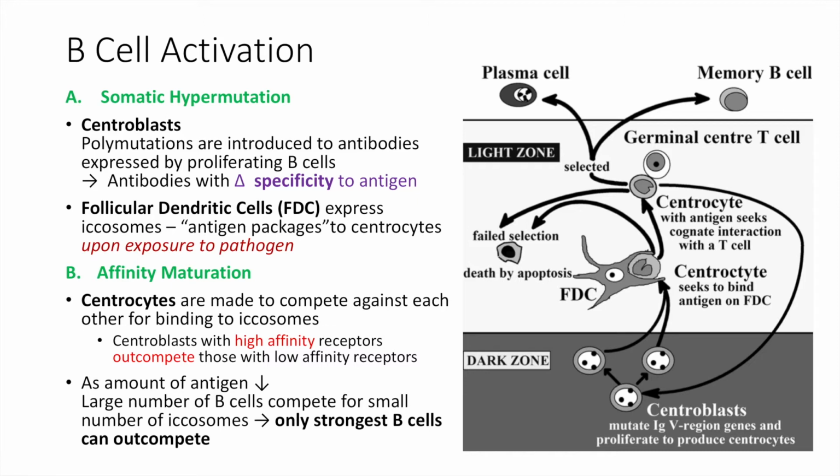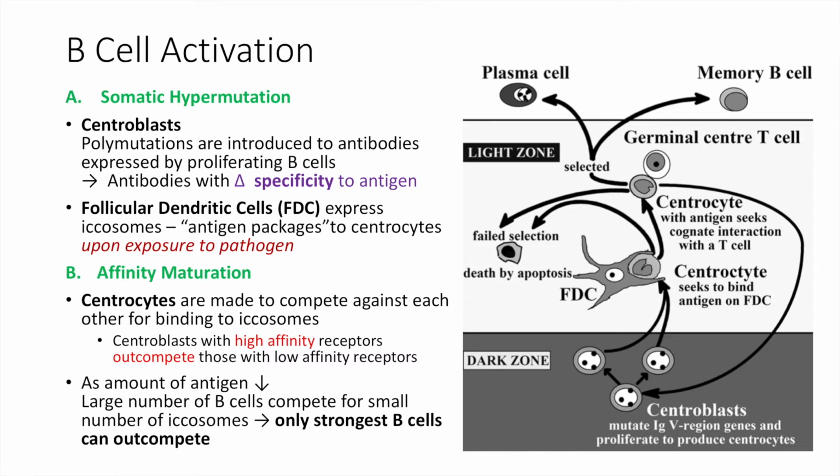The centroblasts will move from the dark zone into the light zone, where they will be renamed as centrocytes, and it is over here where the centrocytes compete against each other for binding to antigens that are presented on the follicular dendritic cells. These antigens presented on the follicular dendritic cells are also known as iccosomes. Therefore, the competition between centrocytes allows for a situation where centrocytes with high affinity receptors to these iccosomes will outcompete those with low affinity receptors.